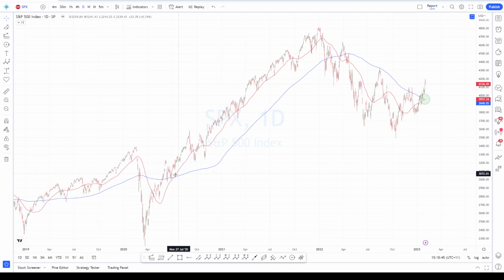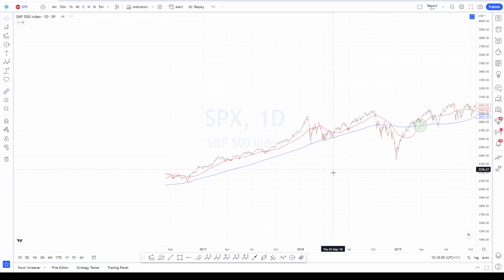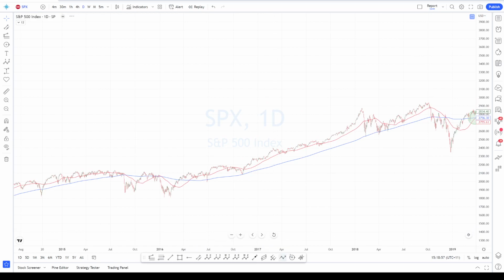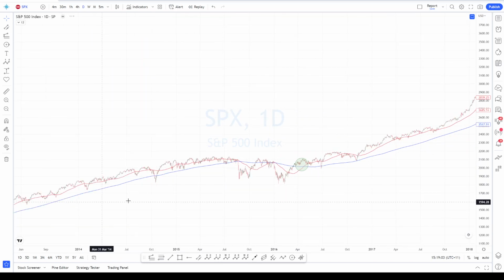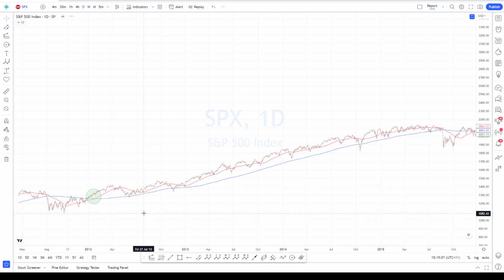Now, we know that when you go back through history, these golden crosses have proven to be extremely good times to buy the market. It's the oldest sort of TA in the book. Obviously, we had a bit of a fake signal here, but you get the point. When the 50 goes above the 200, it's very rare that it steered you wrong.